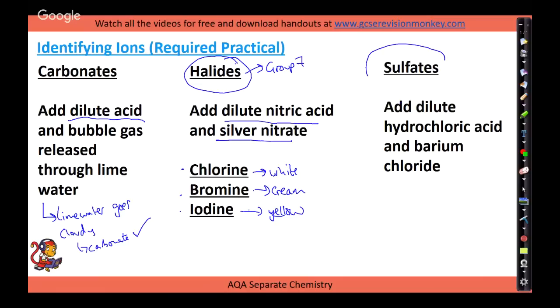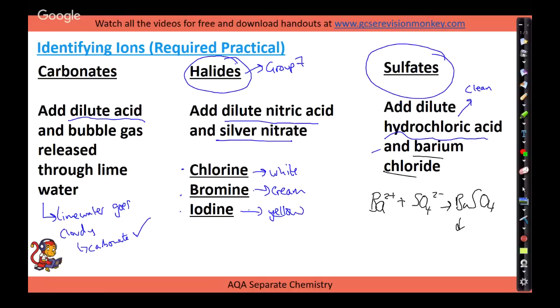Final one then, sulfates. You would add dilute hydrochloric acid and barium chloride. Adding this acid really just helps to clean the sample to make sure that there's nothing else in there. And then we can add our barium chloride. And it's the barium that's important. The barium ions from the barium chloride, if sulfate's present, well, they react with them. And this makes barium sulfate, which is a white precipitate.